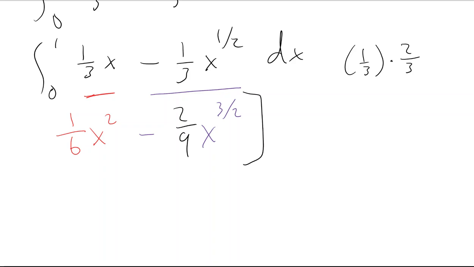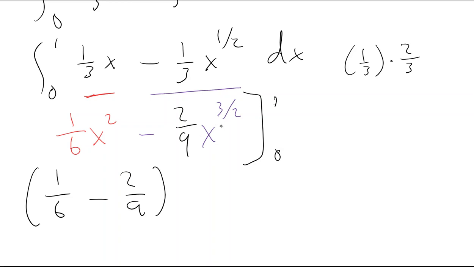And even though I have done the antiderivative, I have not evaluated from 0 to 1, so we need to include this. Okay, and this part's a little bit messy, but they did pick 0 and 1, which are always a little bit easier to simplify. So plugging in 1 into both of these, looks like you get 1/6 minus 2/9.